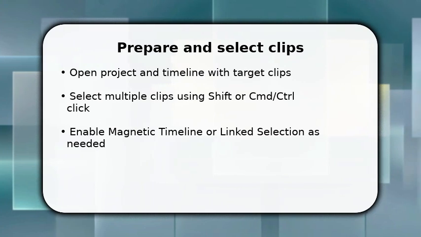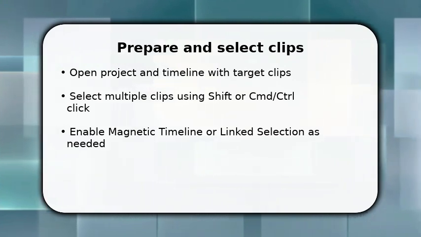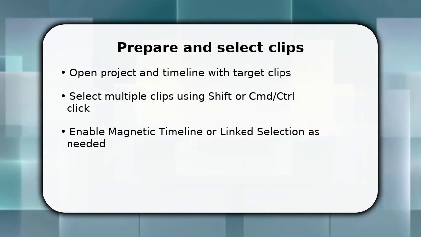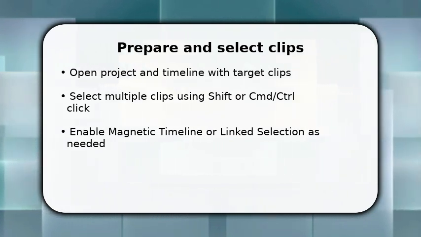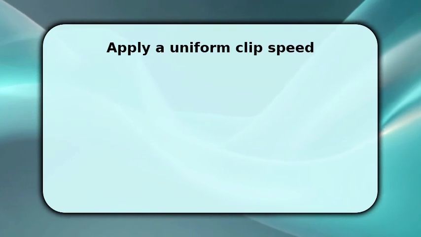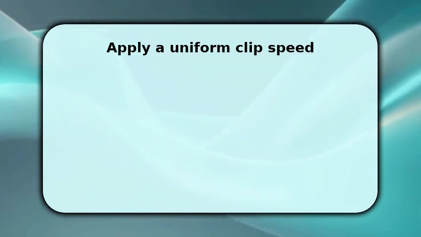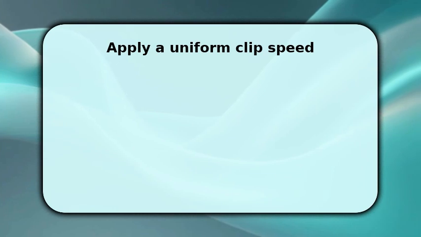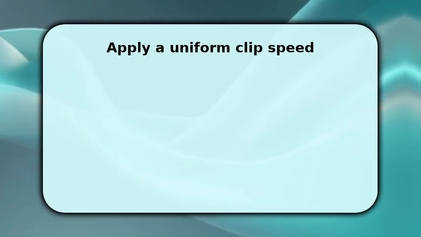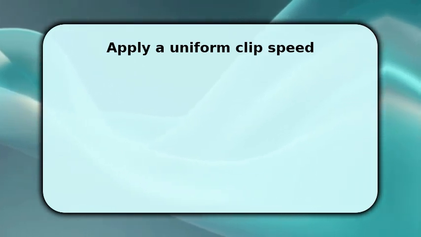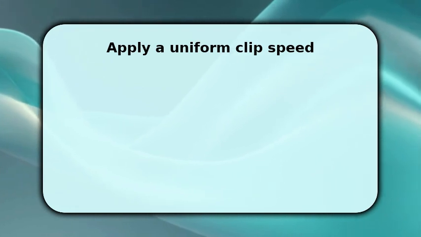Once done, keep the inspector visible. You'll use it next to set a consistent speed across all selected clips. With your clips still selected, open the inspector and use Change Clip Speed or go to Retime Controls for more visual handles. Type a speed percentage like 50% for half speed or enter a precise duration if you need exact timing.